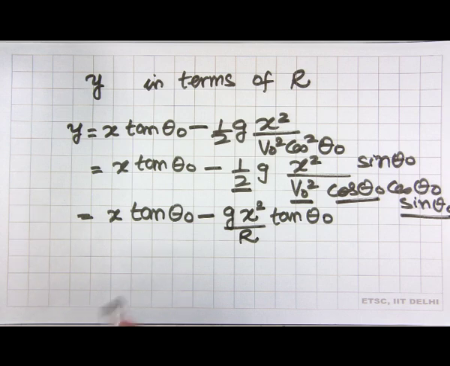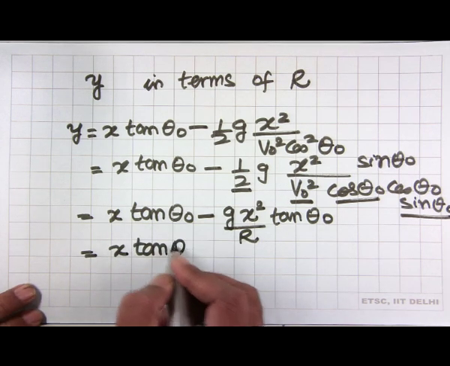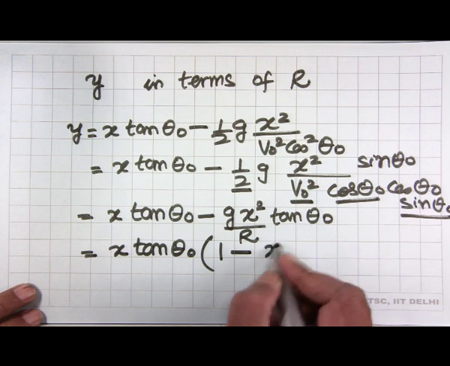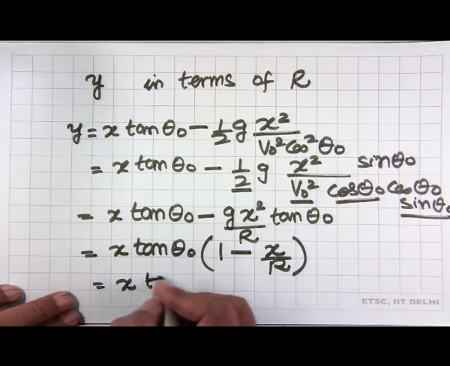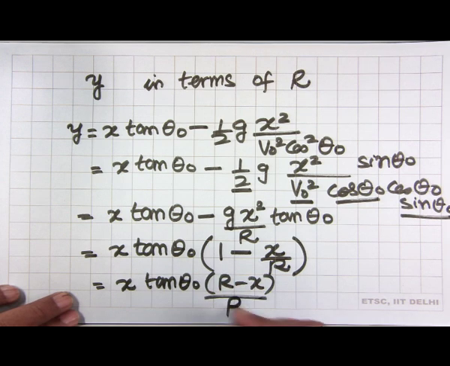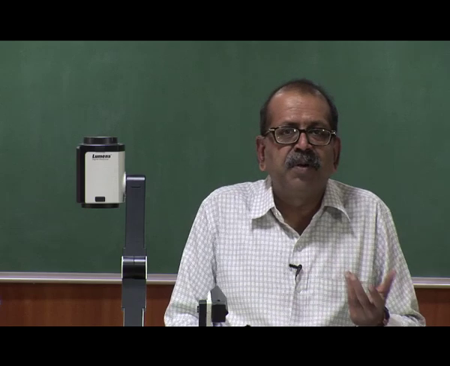So this expression then can in fact be simplified further. We can write it as x times tangent theta 0 into 1 minus x by R, and one can probably write this as x times tangent theta 0 into R minus x upon R. So this way one can express it. What we are doing is interplaying between various variables. We have R, we have h, we have t, and depending on what we need we can express the other variables in terms of these.